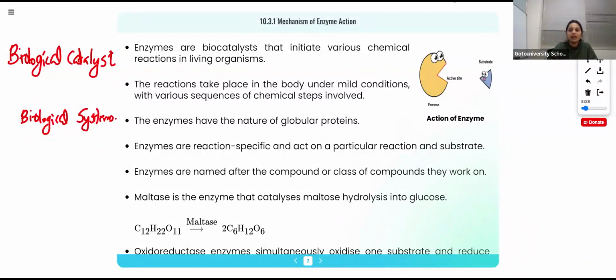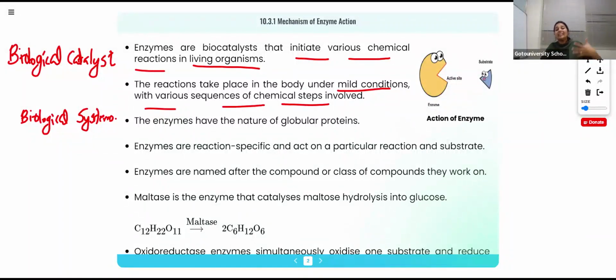Okay, so they are biological catalysts that initiate various chemical reactions in living organisms. The reactions take place in the body under mild conditions with various sequences of chemical steps involved. I told you how the enzymes become active in our body, the same thing as I discussed in the case of denaturation of protein, right? So enzymes will be active in our body in certain conditions only, mainly under mild conditions. And there are particular steps for the enzymatic action also.